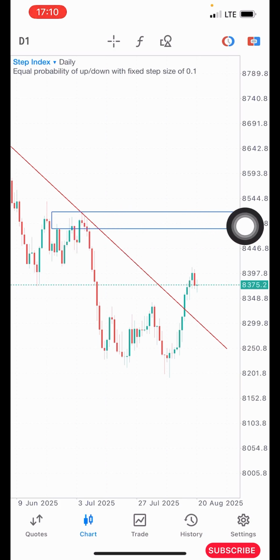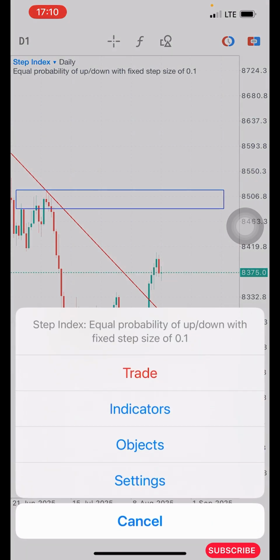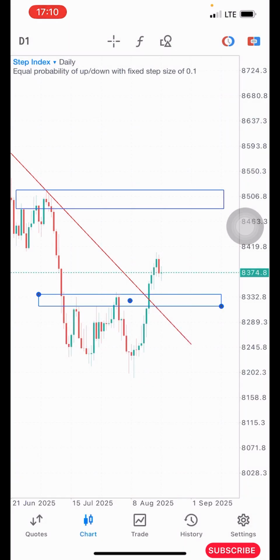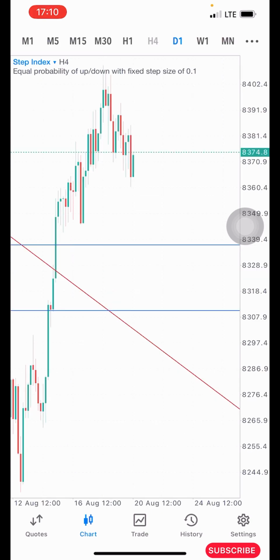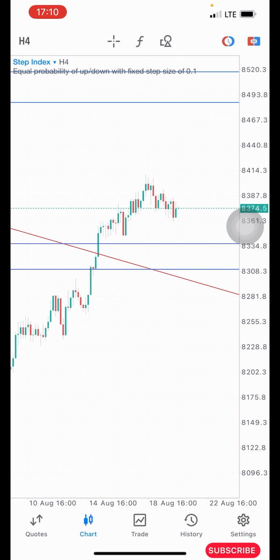There's another block here. So this is what I'm seeing here on the daily. And also, as you can see, there is a support area here that needs to be considered. Now this is what I can see on the daily. So I'm stepping down to the 4 hours time frame to see what I can do here again.